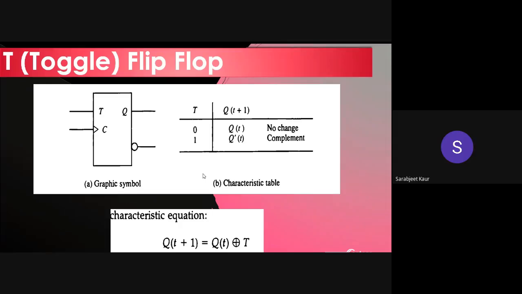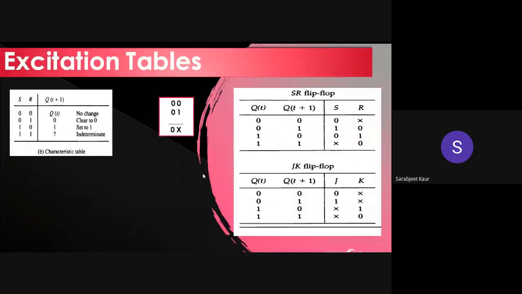Right. So these are the flip-flops. Now, the next thing that we are going to see is very important. I want your complete attention here so that you understand it properly. Please see what the excitation tables are. An excitation table tells us what the inputs should be if the previous output was this and the next output is this.